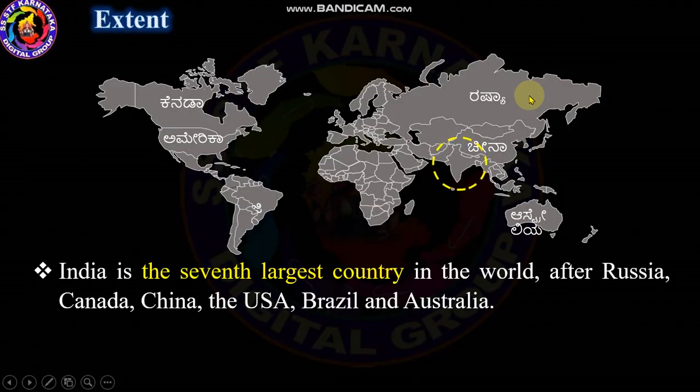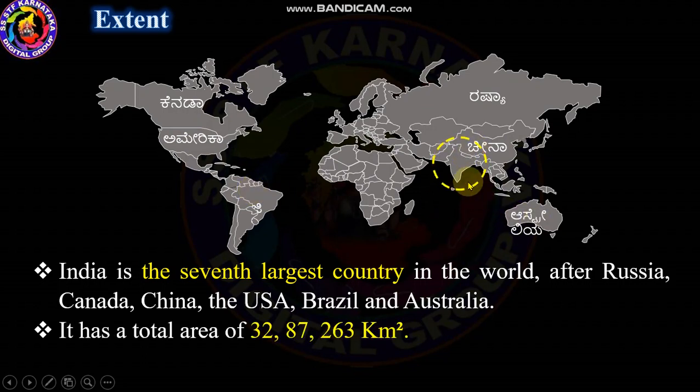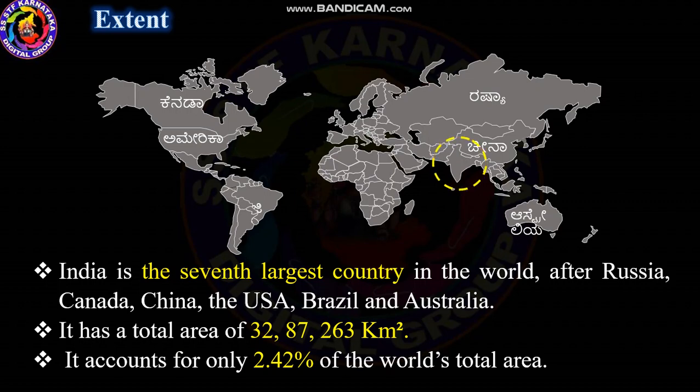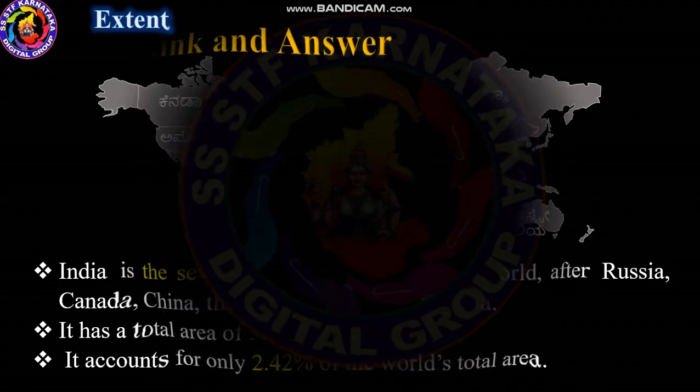Extent: India is the seventh largest country in the world after Russia, Canada, China, USA, Brazil, and Australia. The total area of India is 32,87,263 square kilometers. It occupies 2.42% of the world's total area.